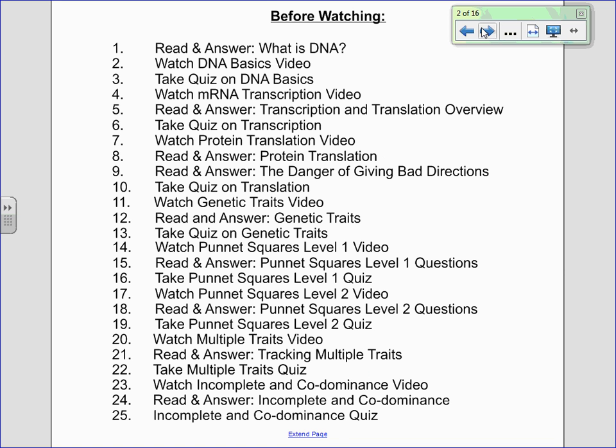Now, before you start the pedigree video, you want to make sure that you've done pretty much every other genetics activity that we've had in here, really culminating with the incomplete and codominant video and quizzes. The reason that these are so important is because at some point you're actually going to be tracking blood types through pedigrees, and so you want to feel really comfortable knowing what the different blood types are and how you can track them through families.